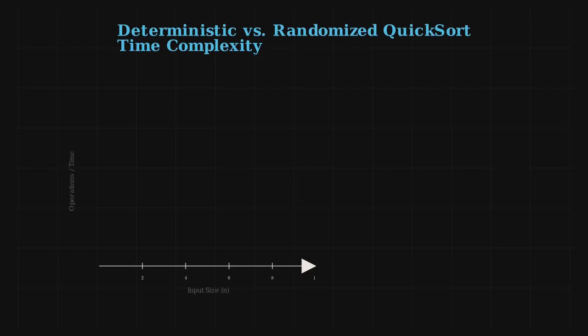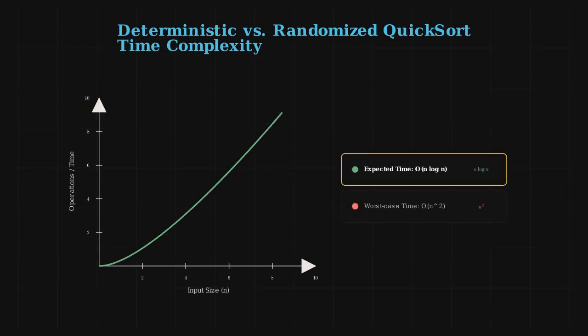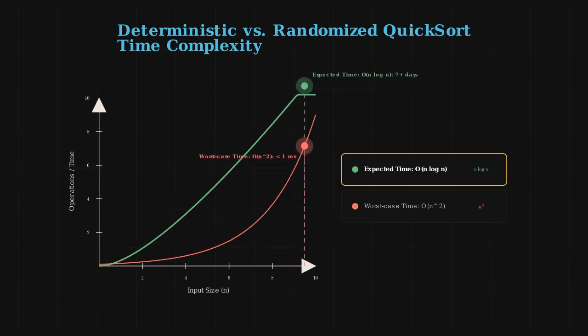With randomized QuickSort, we achieve an expected time complexity of O(n log n). Because pivot selection depends on random runtime choices, no single input can force the O(n²) worst case. We mathematically guarantee a balanced partition tree with high probability, neutralizing any hostile input.